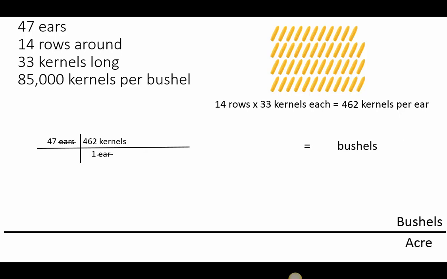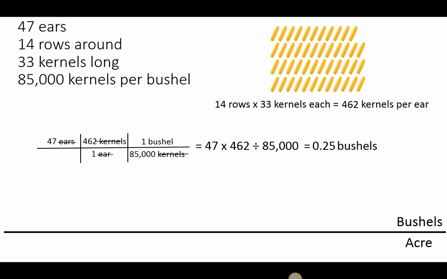So let's add one more section to our fence. 1 bushel is equal to 85,000 kernels. Our kernels will cancel out and we're left with bushels, just like we wanted. Multiply the top numbers and divide the bottom numbers. 47 times 462 divided by 85,000 gives us a total of 0.25 bushels.